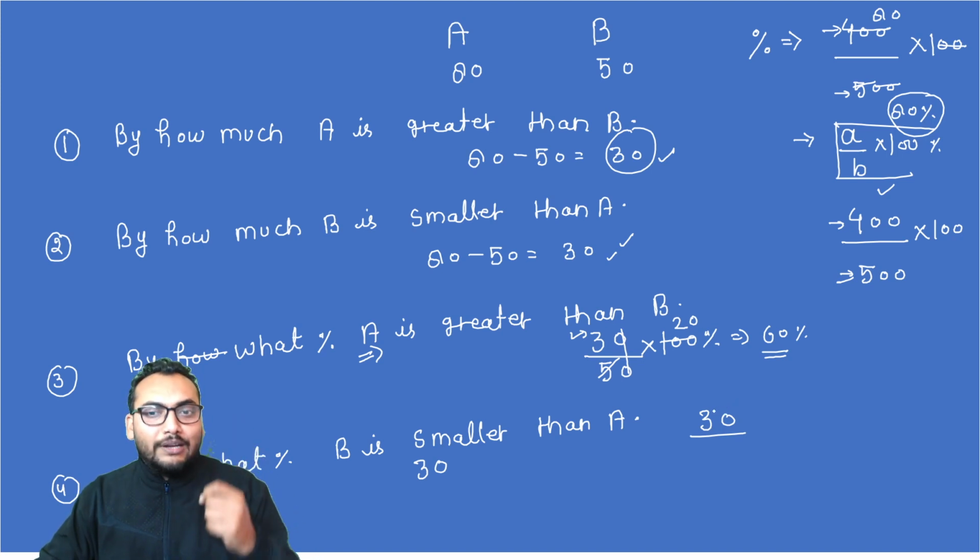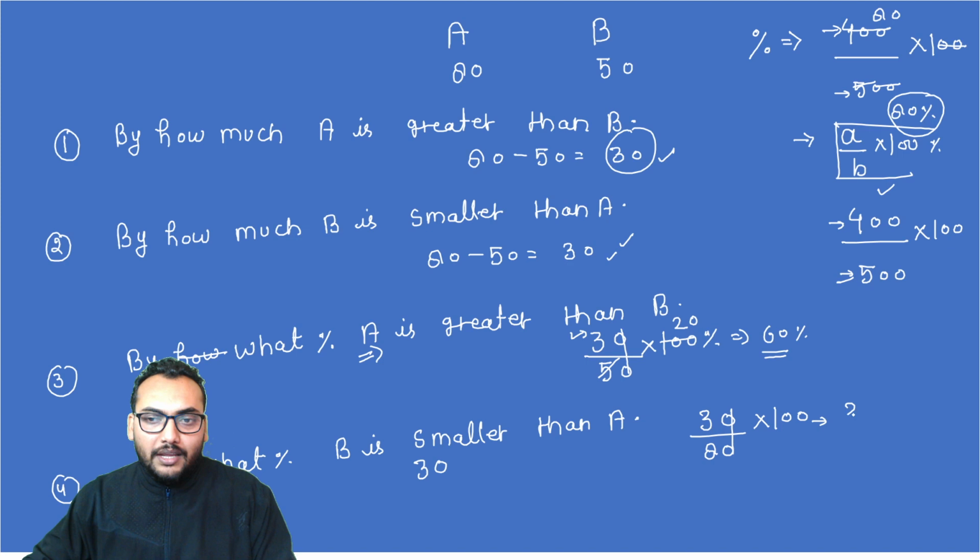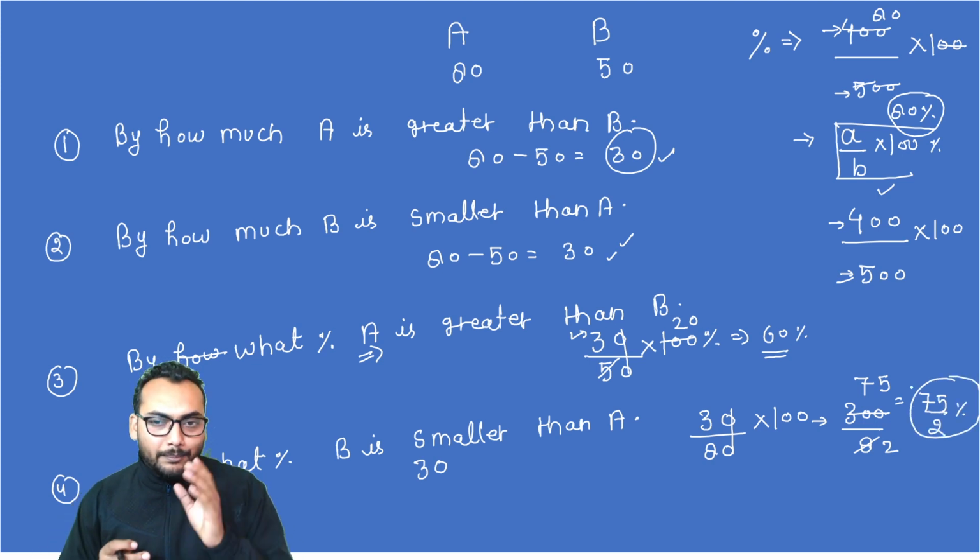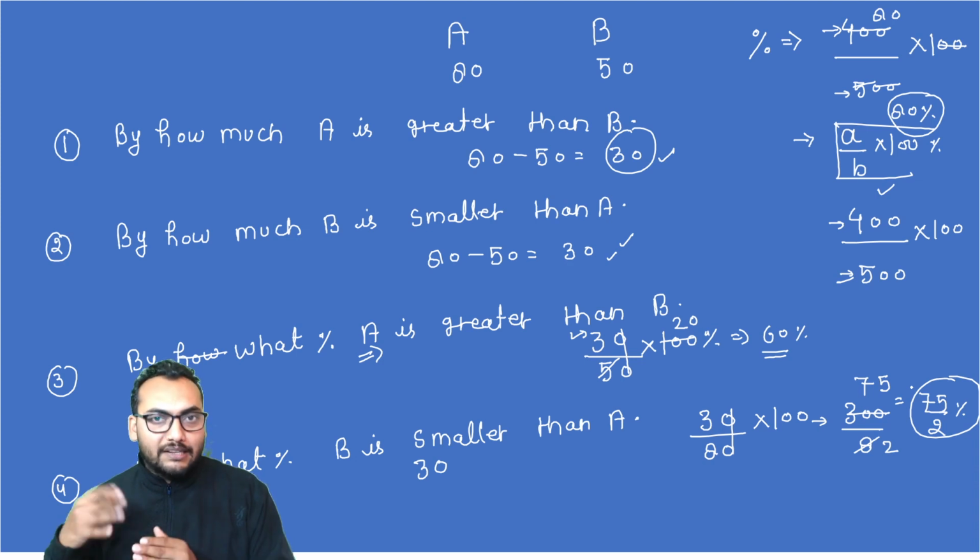Now I am going to compare this 30 with A, because I want to know by what percent B is smaller than A. So that is why 30 divided by, now I will write 80, and then multiplied by 100. So the zeros will be cancelled out, and here we will write 300 divided by 8. So I can divide it by 4: 4 2s are 8, 4 7s are 28 and 4 5s are 20. So now 75 by 2%, that means B is actually 75 by 2% less than A.